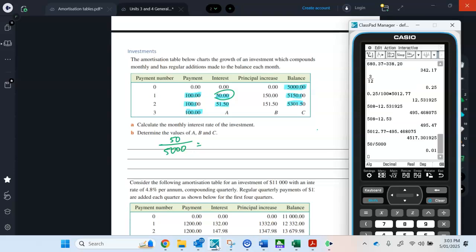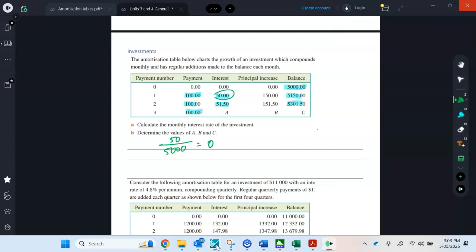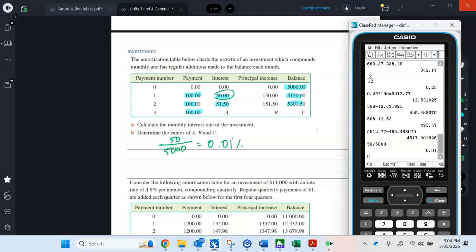All right, so 0.01%. Now that's the monthly interest rate. If you had to calculate the annual interest rate, then you would just times that by 12 because it's per month.